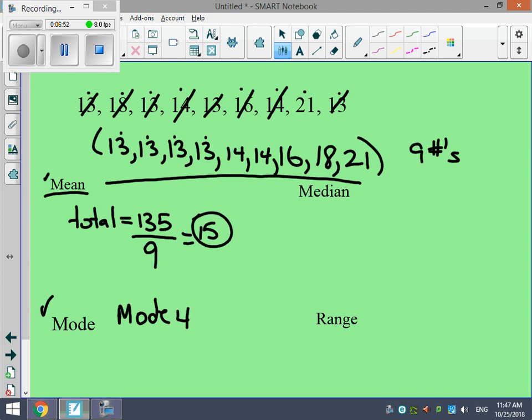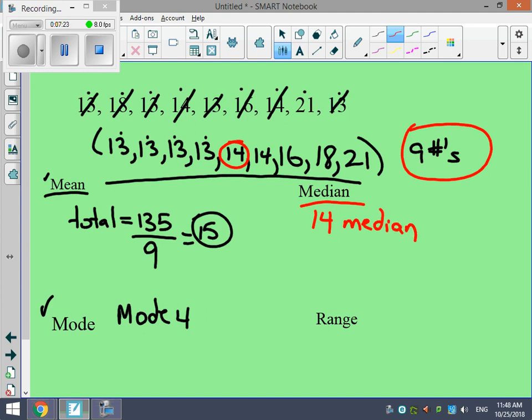Again, I'll keep using the data set that I've already written out. Median is my middle number. We're lucky that we have an odd number of pieces of data, so all we've got to figure out is what number is in the middle. Because we organized this from smallest to largest, we know there's 9. So the 5th number will be our median: 1, 2, 3, 4, 5, and the 5th, 14, is our median. It is the number that appears in the middle of that data set.